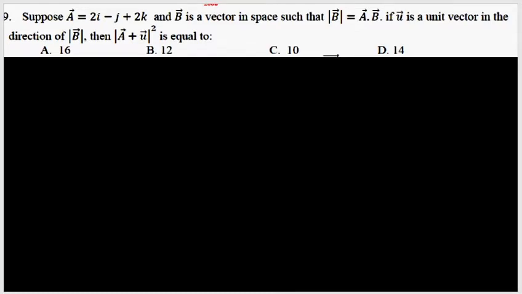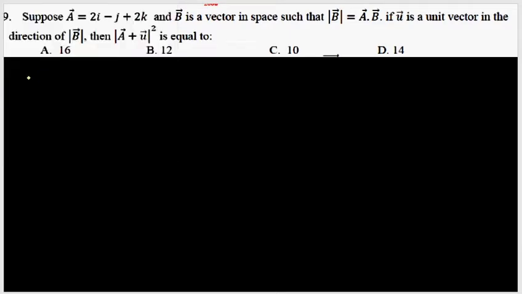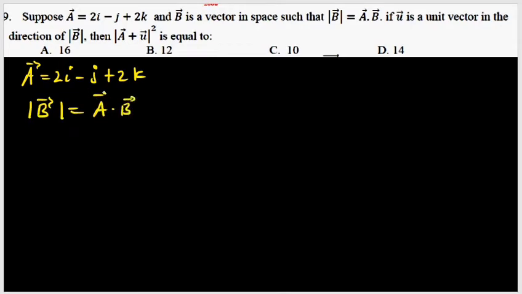The first question: suppose vector A is equal to 2i minus j plus 2k, this is given, and B is a vector in space such that magnitude of B is equal to A dot B. Okay, another interesting given condition.